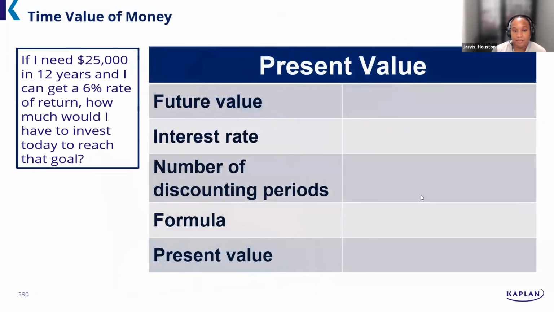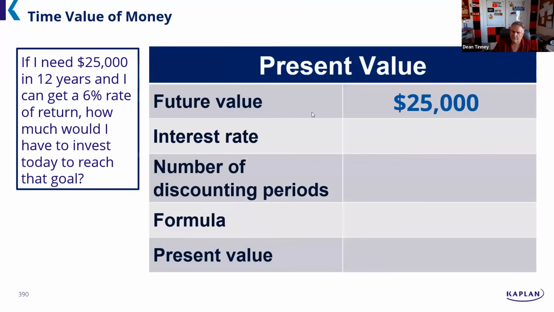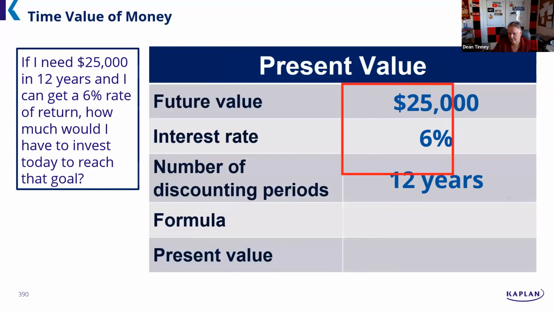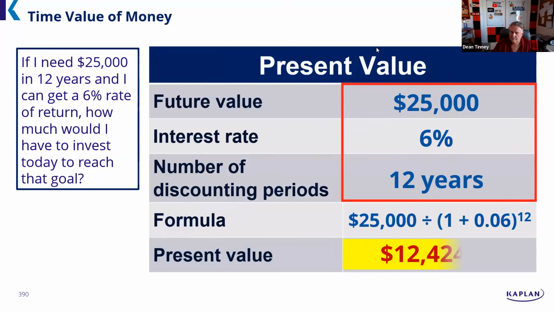So again, it's mainly the inputs. This is what we need to solve this math. Not can you do the math, but do you recognize the inputs to do the math? If I asked you to do that math, what would be the inputs? What would be the outputs? And so I say, okay, if we need 25 grand 12 years from today, and I can get us a 6% return, we need $12,424.23. I'm not going to ask you to do the math. I'm going to ask you to recognize the math.